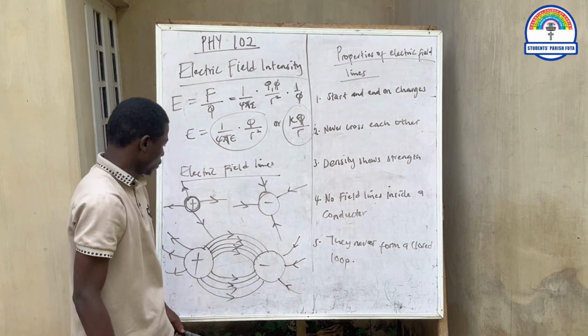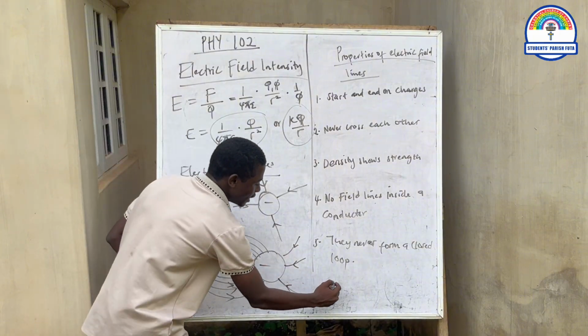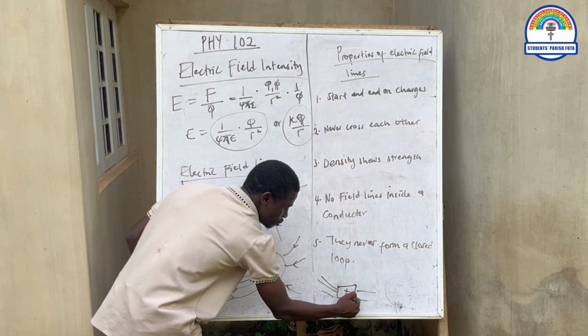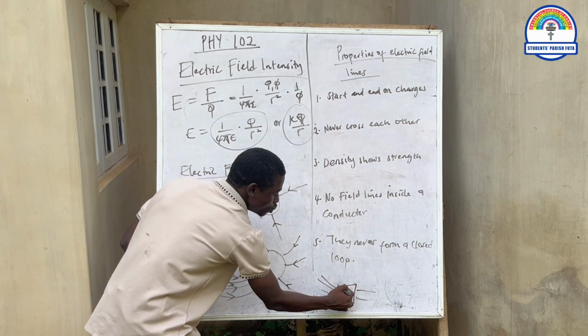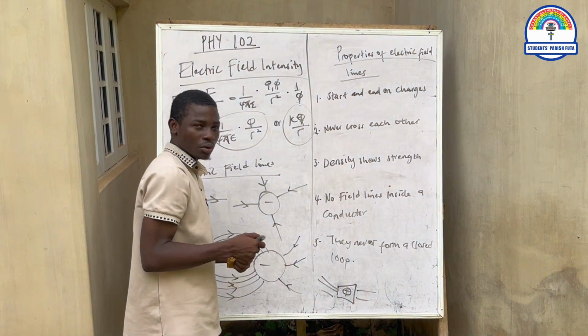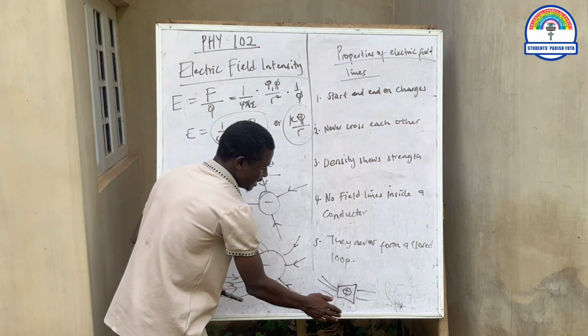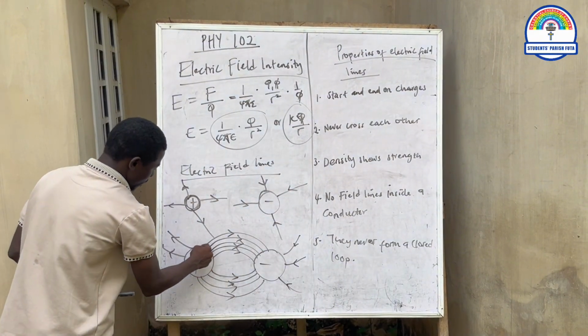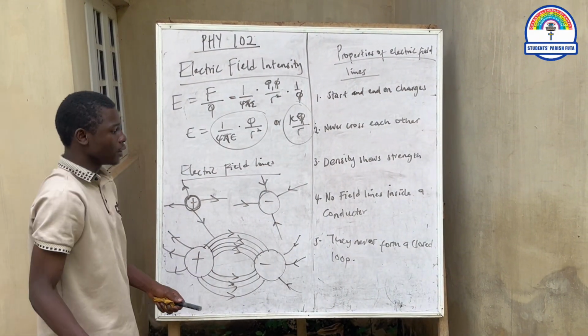No field lines inside the conductor. Yes, in a conductor there is no field line. Let's assume this is the conductor. It gives out, but there is no field line in it. There is no charge in it. The charge inside the conductor is 0, so there is no field line in it. And since there is no field line, they can never form a closed loop. They can't form a closed loop.